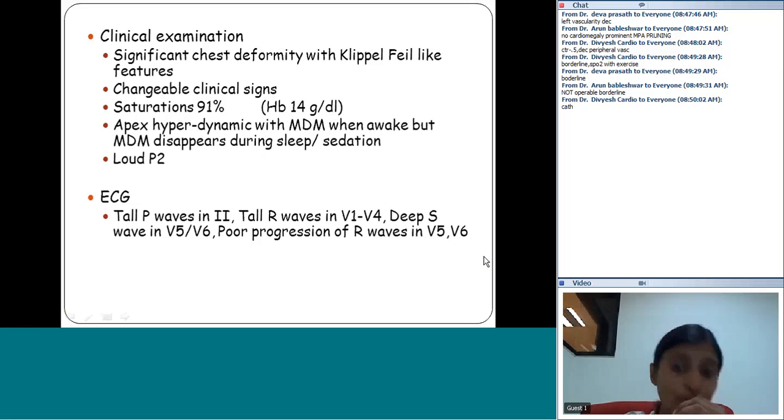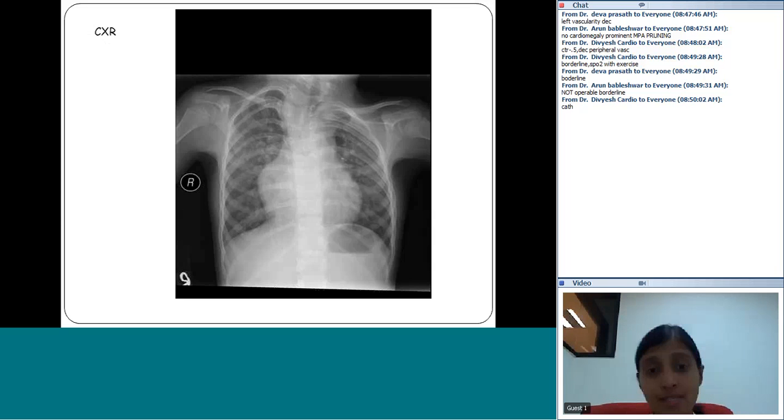So anyway, going back to this guy, he had a loud P2, and his ECG again showed poor progression of R waves, tall R in D5, D6, tall R waves in V1 to V4. So basically, signs of right ventricular hypertrophy. And this is his X-ray. So comments on this X-ray? What do you think?